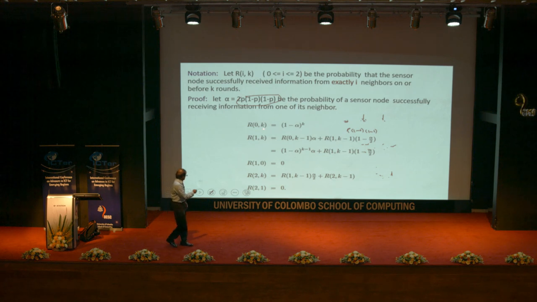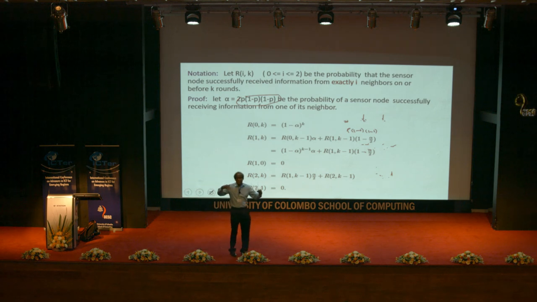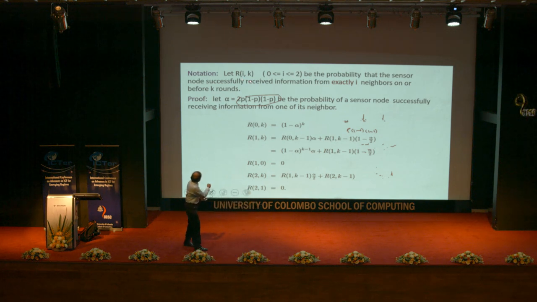Okay? Now notice, that's what we call alpha. What is 1 minus alpha? 1 minus alpha is the probability that he doesn't get any information from his neighbors, yes? So this definition is saying, very careful, we only have I is 2 because 2 neighbors, K is the number of steps. The probability that the sensor node successfully received information from exactly I neighbors, so basically here it's 1 or 2 neighbors, right? Later on we'll generalize it, that's why we start off with this.